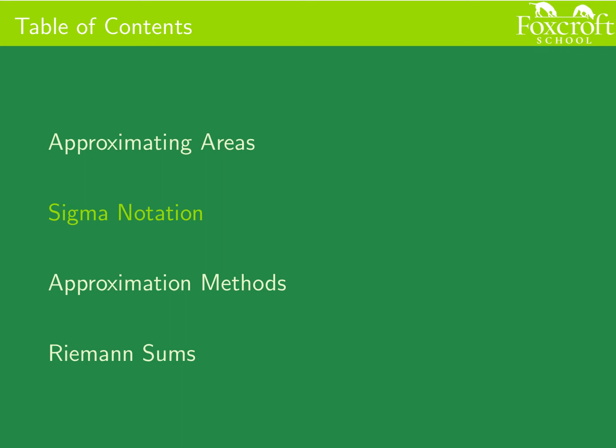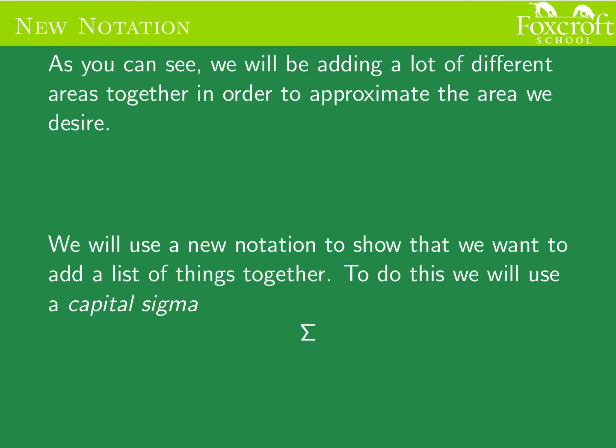So one thing that's going to make it more convenient when we start adding up a bunch of different areas together to get our approximation is this thing called sigma notation. So like I just said, we're going to be adding a lot of different rectangles together. So we add up all the rectangles together, and then that gives us our area.